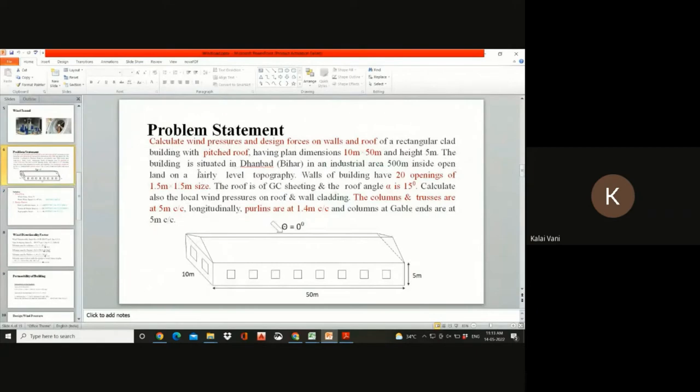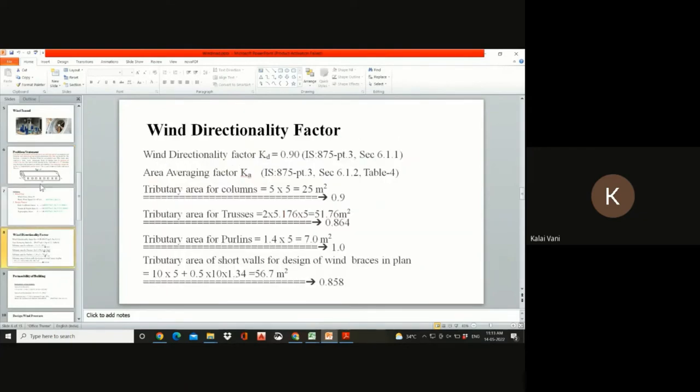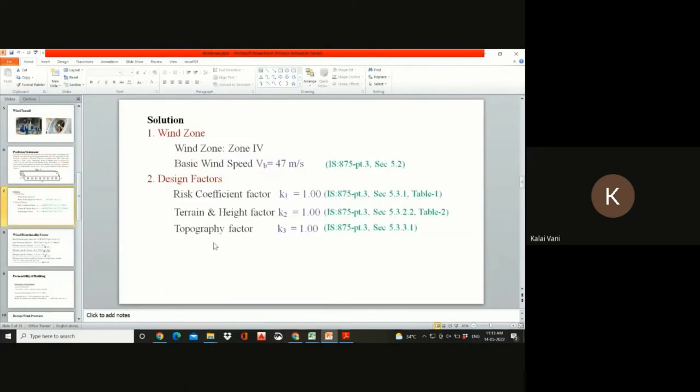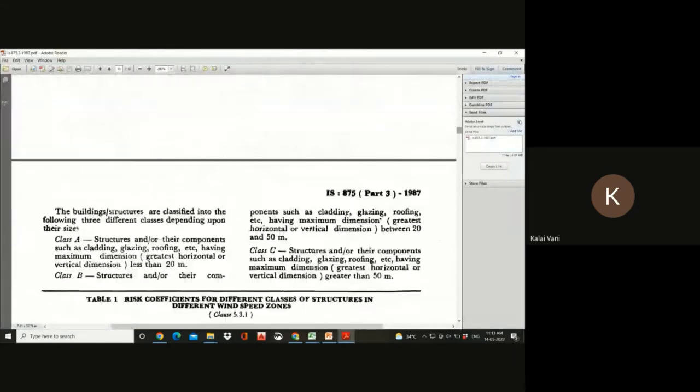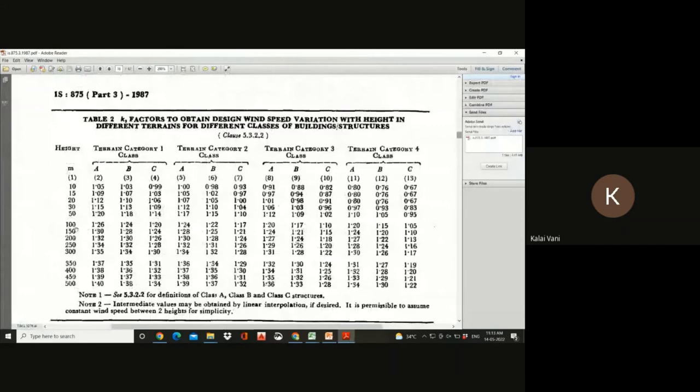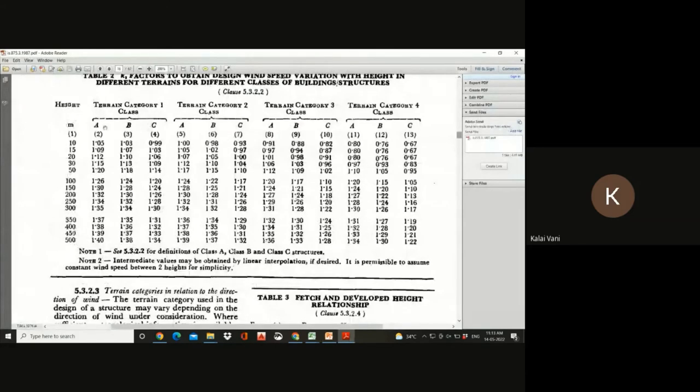So ours, here they have considered an industrial area, with 500 meters of open land inside on a fairly level topography. Which means fewer obstructions are around your building, right? So category B you can take. Class B you have chosen, and category 2 we have chosen, right?